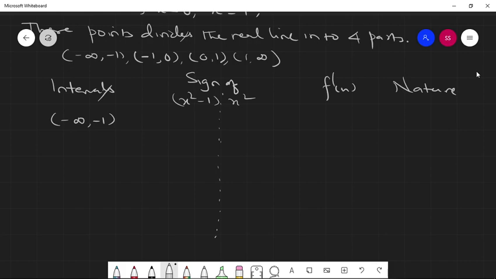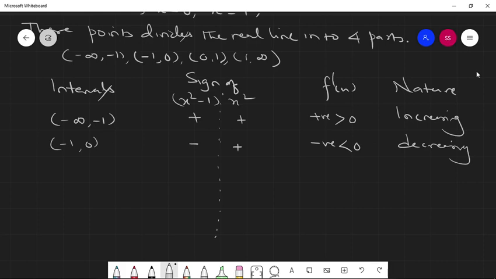If we take any point, suppose minus 2, minus 2 whole square is 4, minus 1 is positive, and minus 2 whole square is also positive. Positive divided by positive is positive, which is greater than 0. The function is increasing. Similarly, the second interval is minus 1 comma 0. If we take a point like minus 0.5, x square minus 1 will be negative and x square will be positive. Negative divided by positive is negative, less than 0, so decreasing.